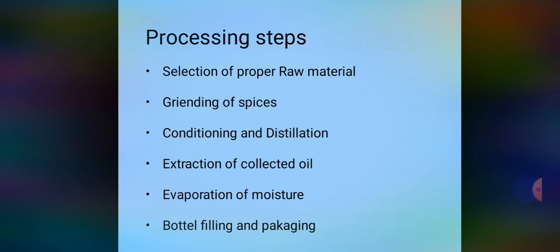Then extraction of collected oil. When distillation is carried out, the volatile oil is evaporated from the distillation unit and condensed, and then we have to gather the oil. So whatever oil is collected, it is separated from the collecting tube.